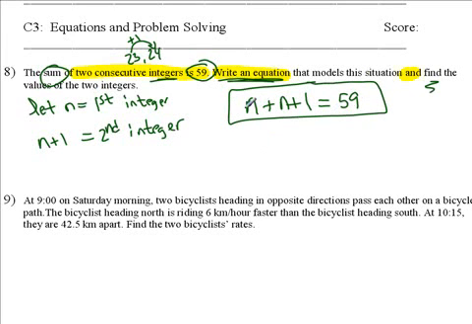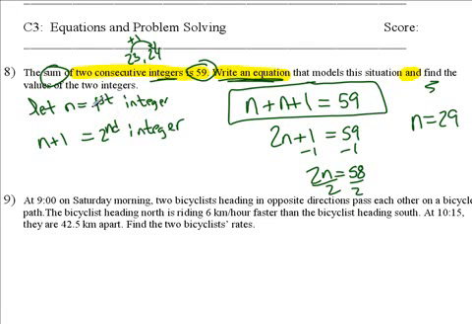Well, let's just solve this. n plus n is 2n, plus 1 is 59. If I subtract the 1 from both sides, I get 2n equals 58. If I divide by 2, what do I get? I get n equals 29. So the first number is 29, and the second number is one bigger. It's 30. So I have 29 and 30 for my two numbers.